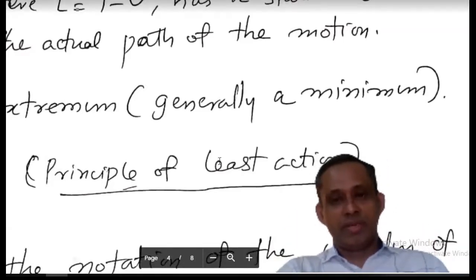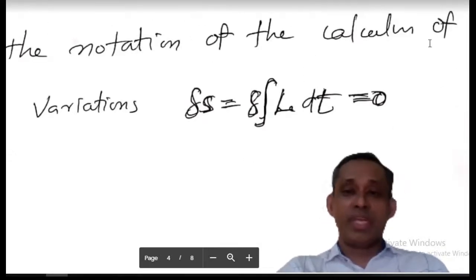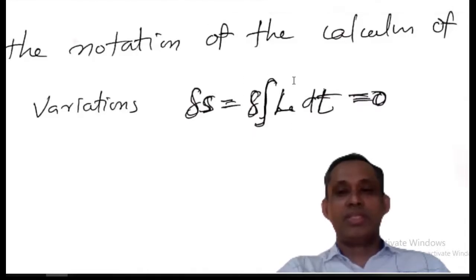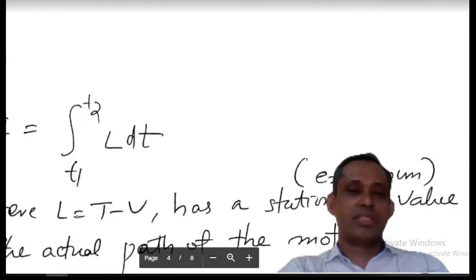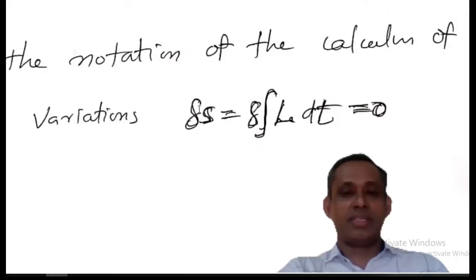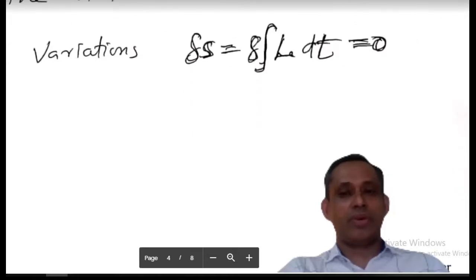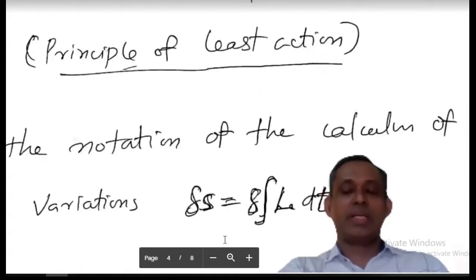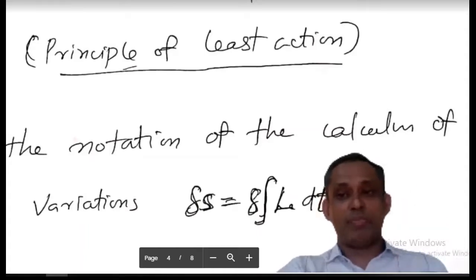Okay, least action. In the notation of the calculus of variation, since the integral of L dt is minimum, we say the integral I, delta I, that is equal to delta integral L dt from t1 to t2, that is equal to 0. So this is in the notation of the calculus of variation. We say the delta of that action integral is 0, because it is an extremum.